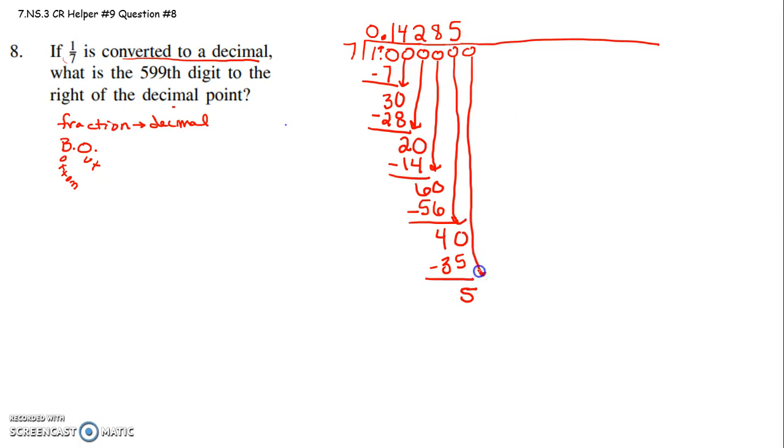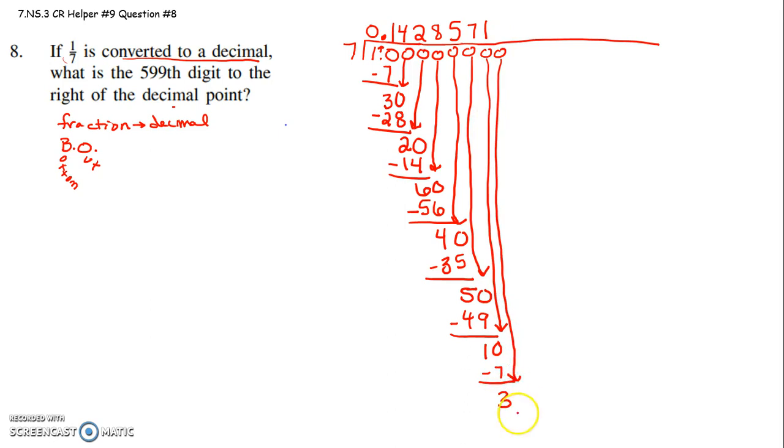Drag down another 0. I'm waiting for a repeat. 7 goes into 50. 7 times 7 is 49. We're finally back to the repeat. 50 minus 49 is a 1. Finally, drag down a 0. How many times does 7 go into 10? Once. 1 times 7 is 7. Subtract off. 3 left over. Drag down a 0. How many times does 7 go into 30?